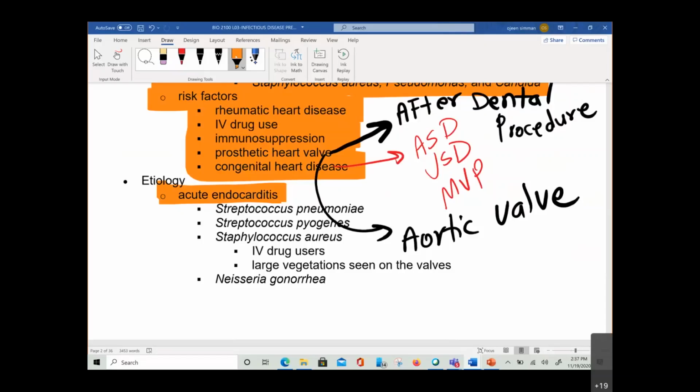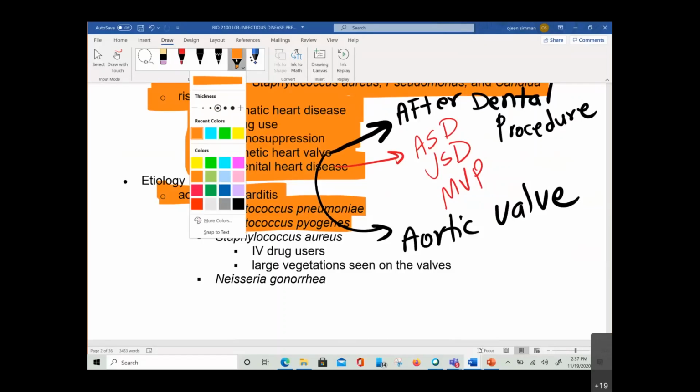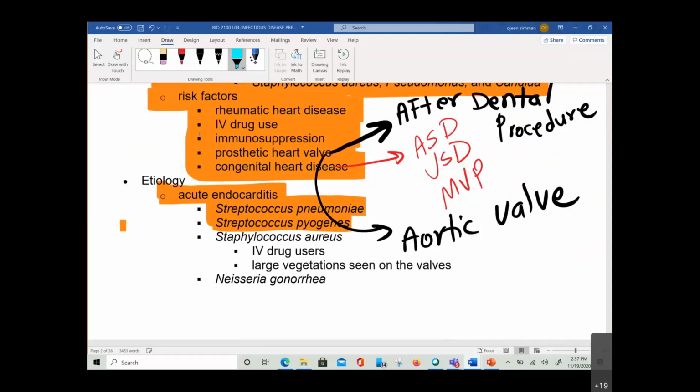The most common causes of acute endocarditis are going to be Streptococcus pneumoniae and Streptococcus pyogenes. Okay. If the patient is an IV drug user, then the cause of acute endocarditis is going to be Staph aureus.